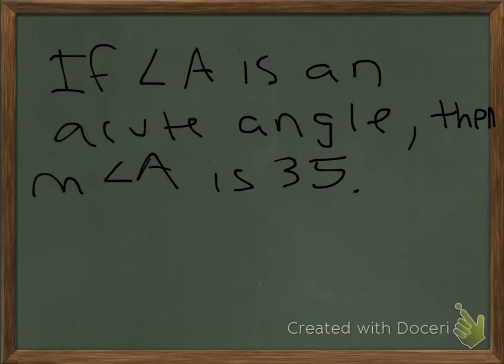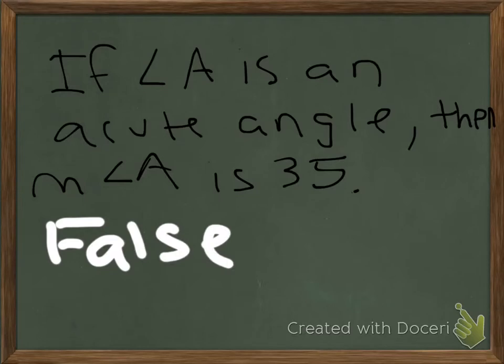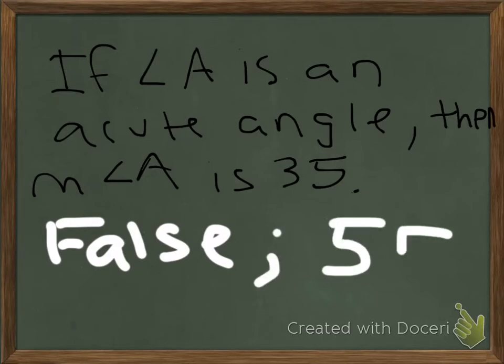So basically, there's another option for an angle being acute. It does not always have to be 35. So we would conclude that this is a false statement. And a counterexample would just give another number that would be acute, but it wouldn't be 35. So they chose 55, but really anything from 89 to 1 degree would work for a counterexample.